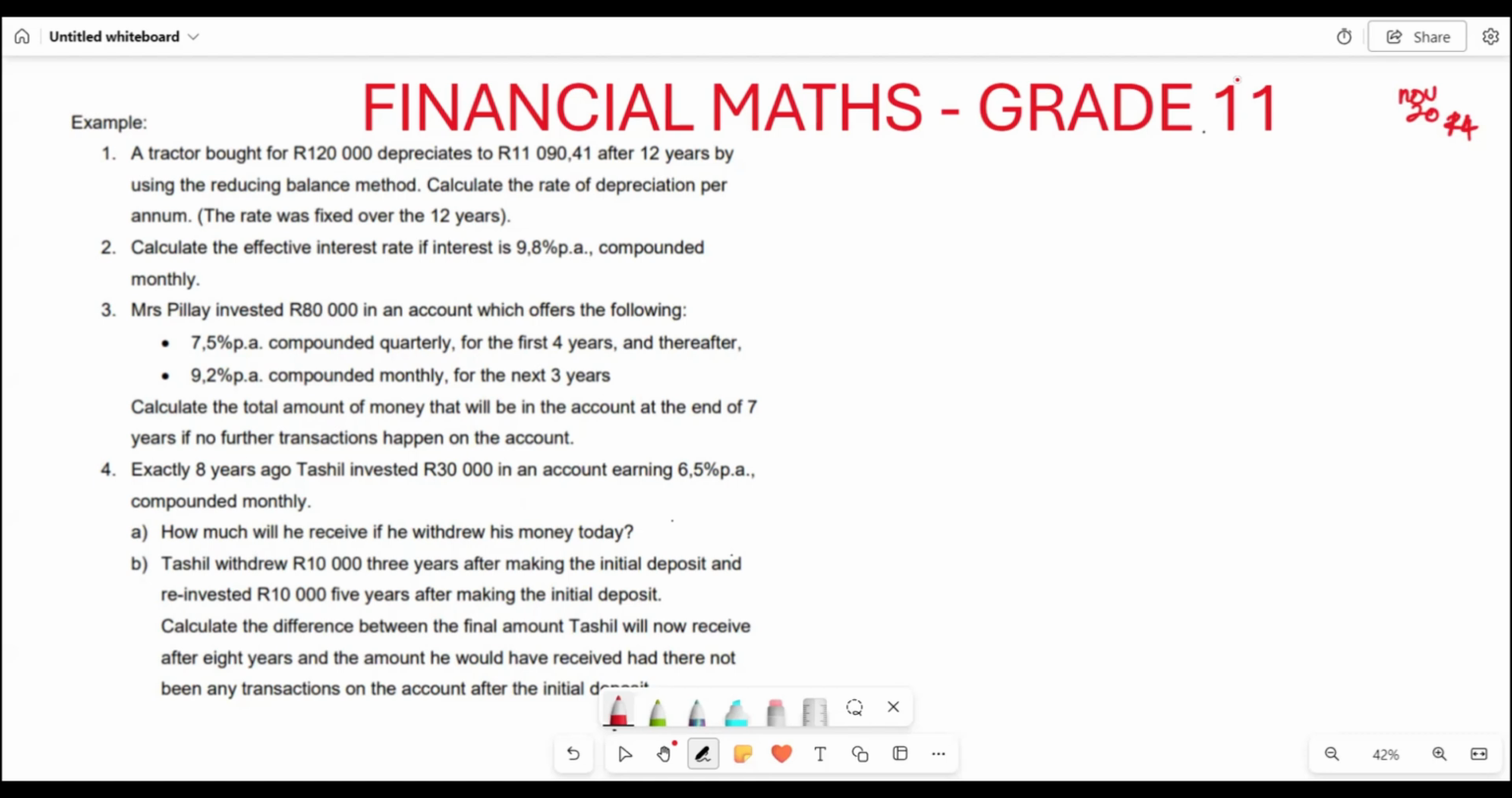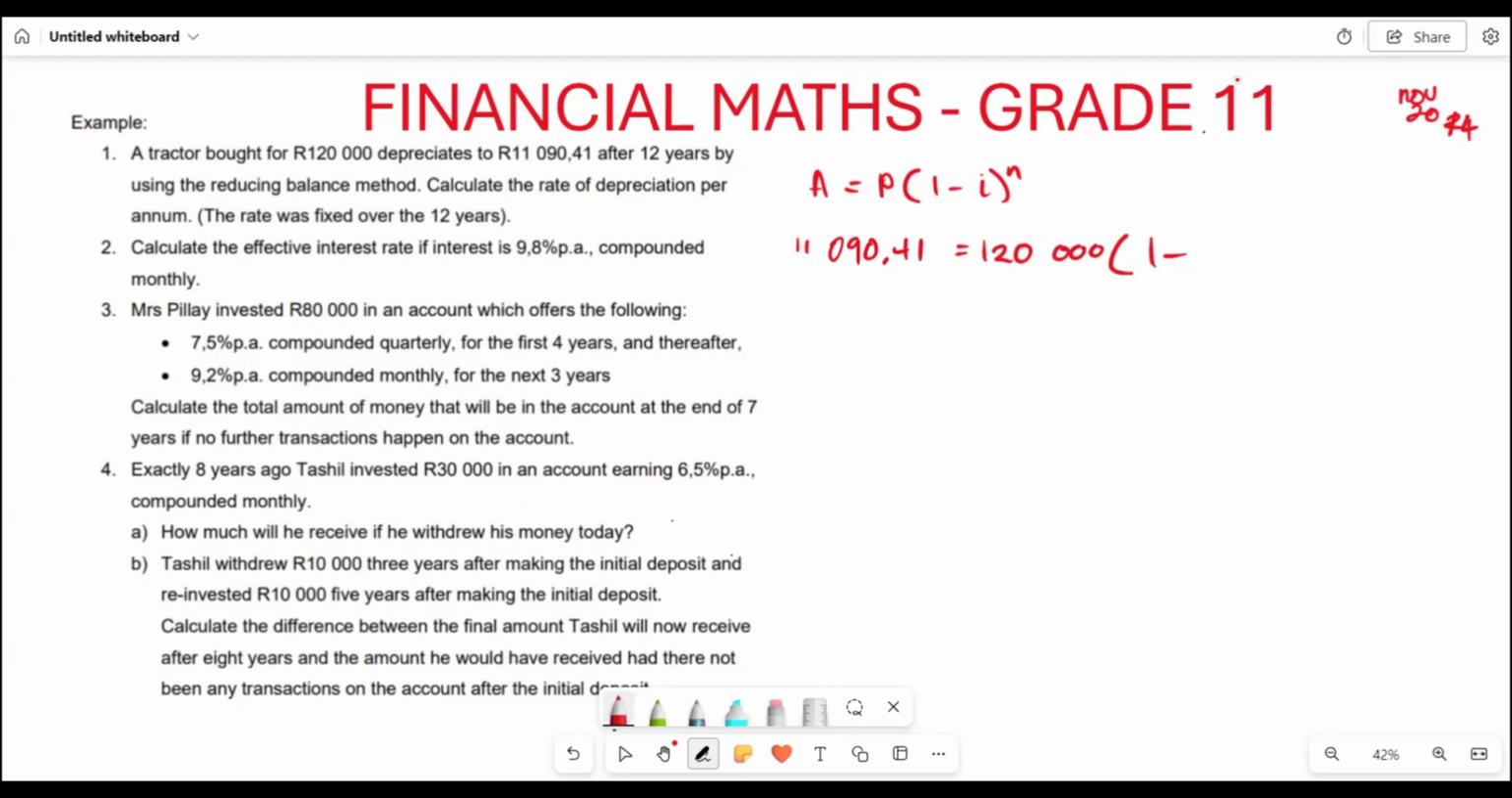Whenever we are referring to a reducing balance method, this is A equals P into 1 minus i to the power of n, right? Now, what is going to be your A, the accumulated amount? After 12 years, it is 11,090.41, and the principal, which was the price before, is 120,000, into 1 minus.